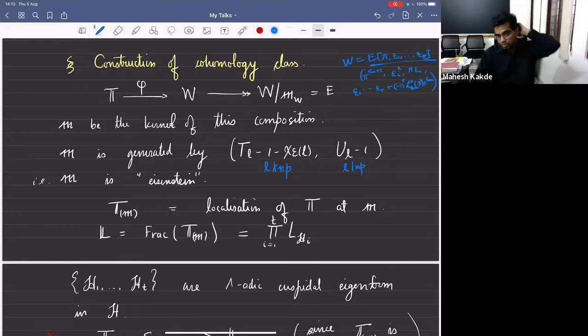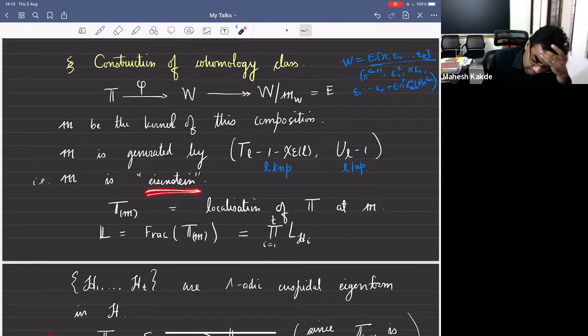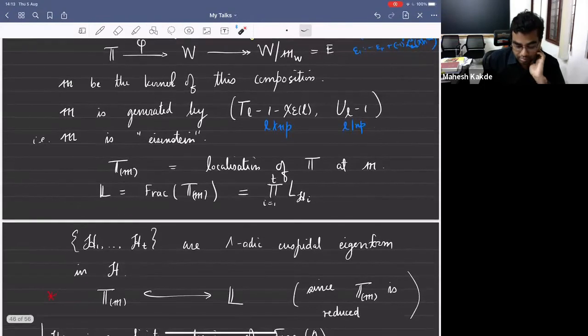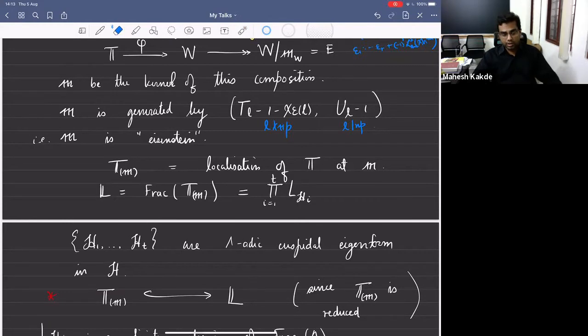Okay, N was the conductor of chi that we introduced last time. So these kinds of ideals are called Eisenstein ideals. So this M is Eisenstein, because the Hecke eigenvalues look like they are eigenvalues of Eisenstein series. Okay, and I take the localization of T at M. So in some sense, I'm not looking at anything which is not Eisenstein.